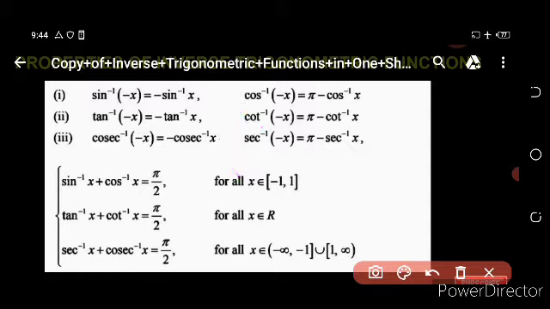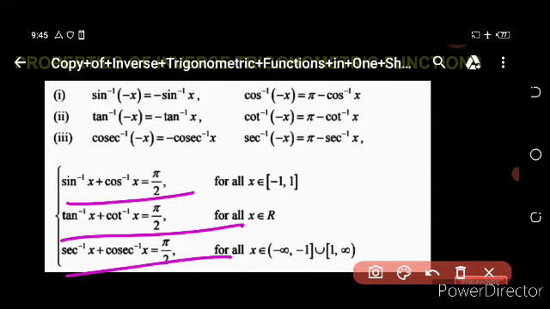Then come to these formulas. Sin inverse x plus cos inverse x is equal to pi by 2, but the condition must always be satisfied, that is x belongs to minus 1 to 1. Then we will apply this formula. Similarly, tan inverse x plus cot inverse x is equal to pi by 2, and sec inverse x plus cosec inverse x is equal to pi by 2.